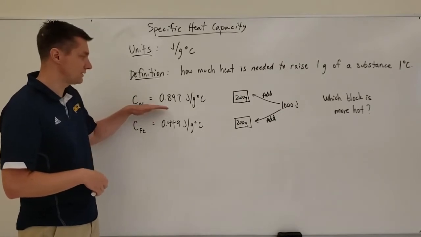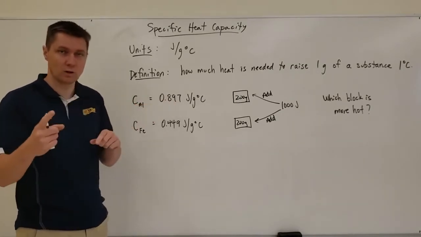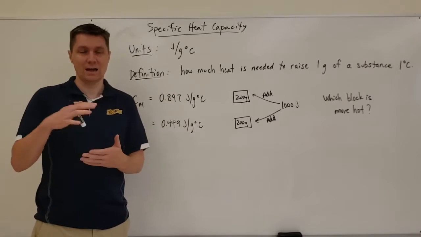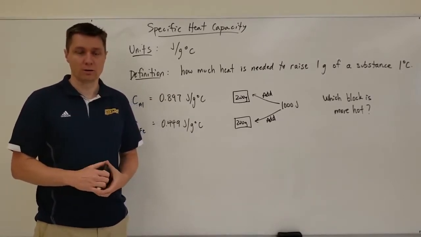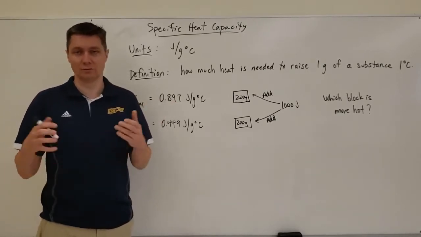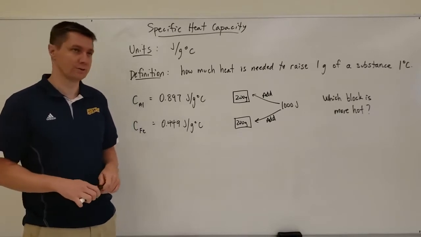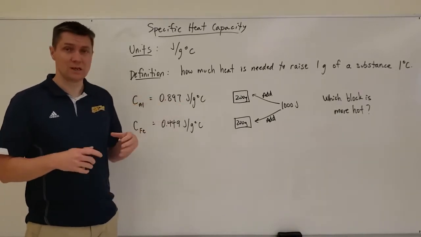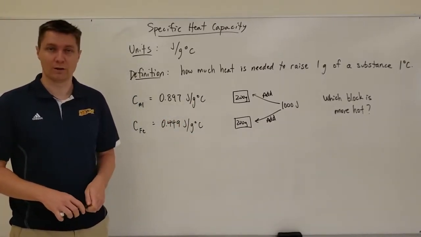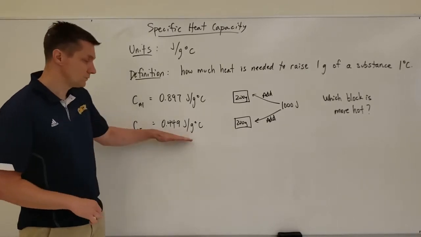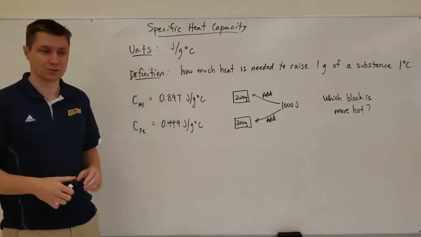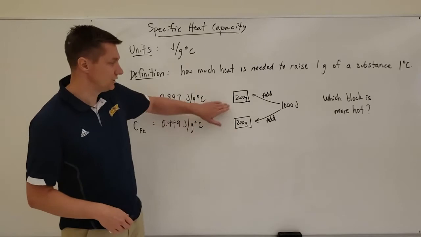Remember that specific heat capacity is how much energy is required to raise 1 gram 1 degree Celsius. So if this specific heat capacity has a higher number, in this case compared to iron, aluminum has 0.897 joules of energy per gram degree Celsius, that means that this is going to take way more energy in order to raise the block of metal 1 degree. Whereas this one, it doesn't need as much energy in order to make it go up 1 degree Celsius on the temperature scale.